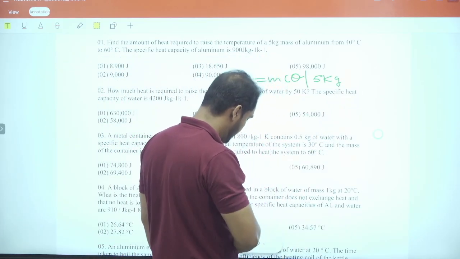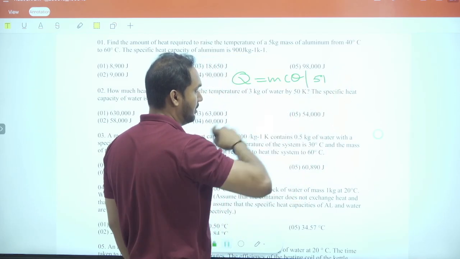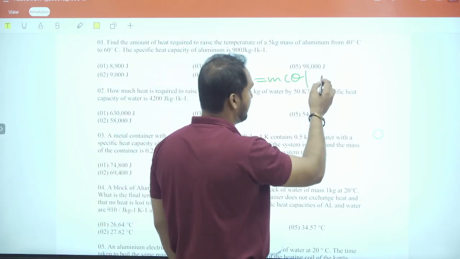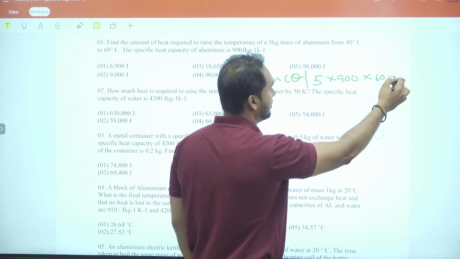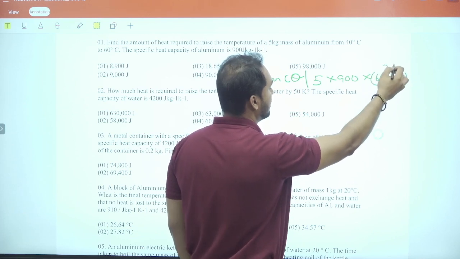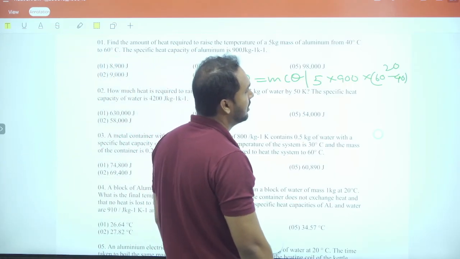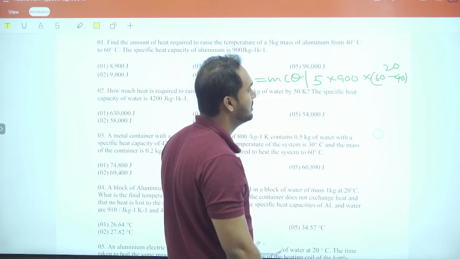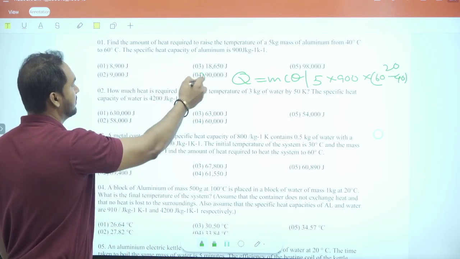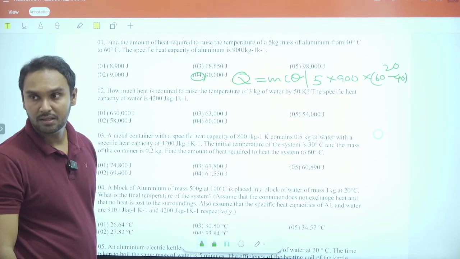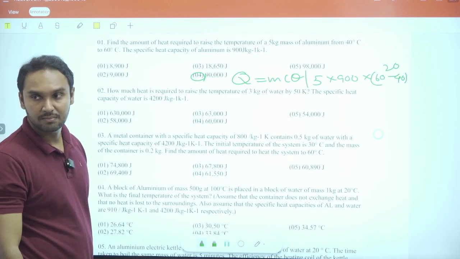So I'm going to take just the values instead of the units. Okay, right. So it'll be 5 into 900 into the temperature difference, which is 60 minus 40. So it's 20, isn't it? Yeah. So that will be 45, 45 into 2 is 90,000, right? Yeah, that is the fourth answer, isn't it? Third. What is the answer? Third answer. Same. Third question.